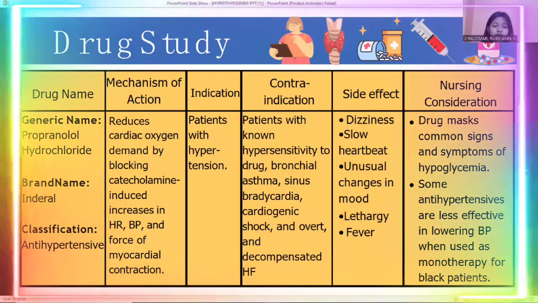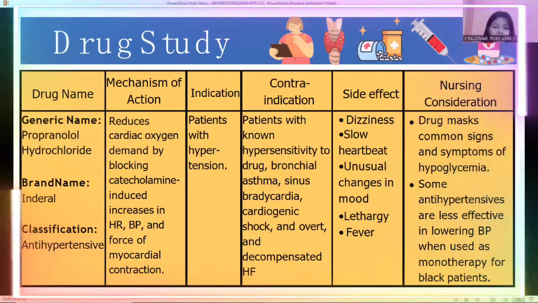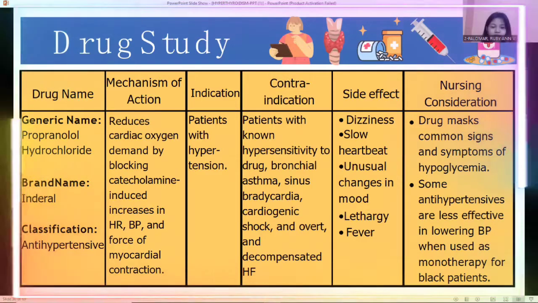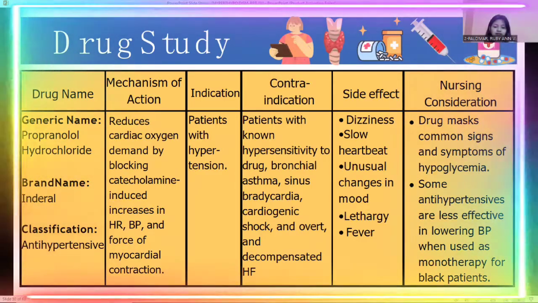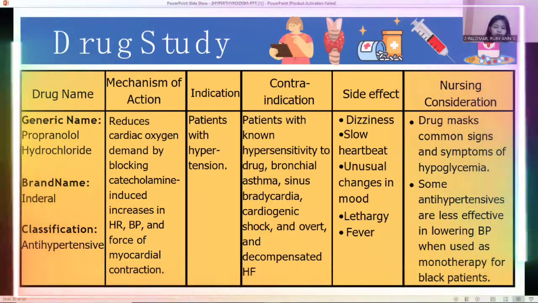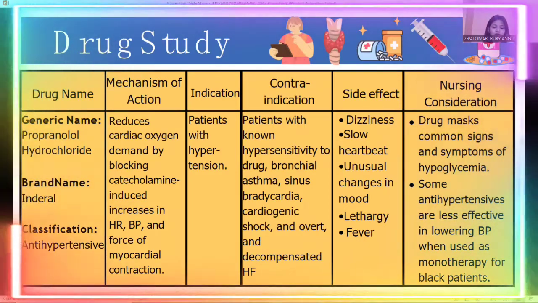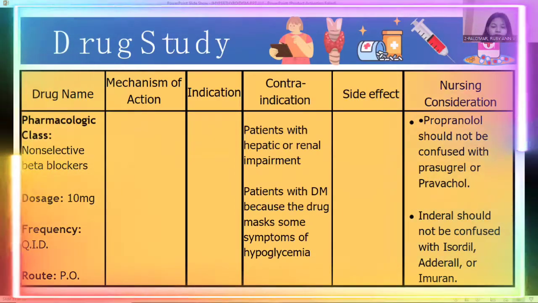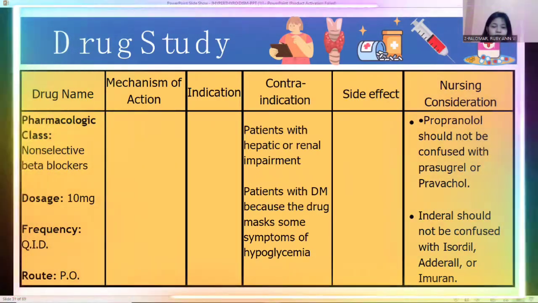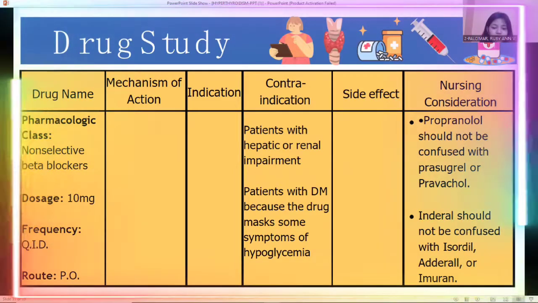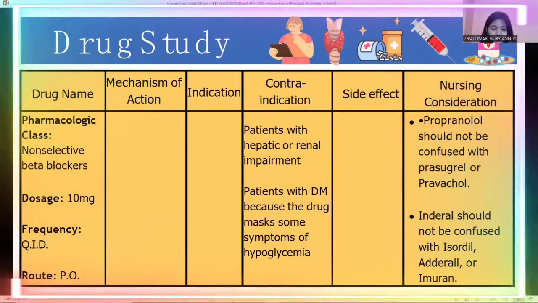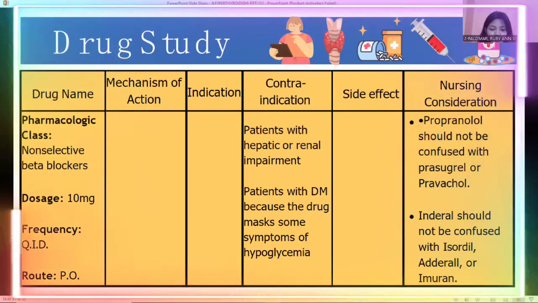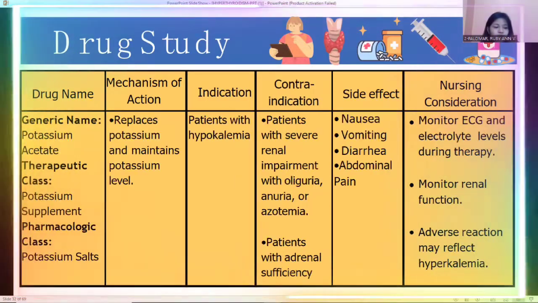Nursing consideration: the drug may mask common signs and symptoms of hypoglycemia. Some antihypertensives are less effective in lowering BP when used as monotherapy for Black patients. Propranolol should not be confused with prasugrel or Pravachol. Last, Inderal should not be confused with Isordil, Adderall, or Imuran.